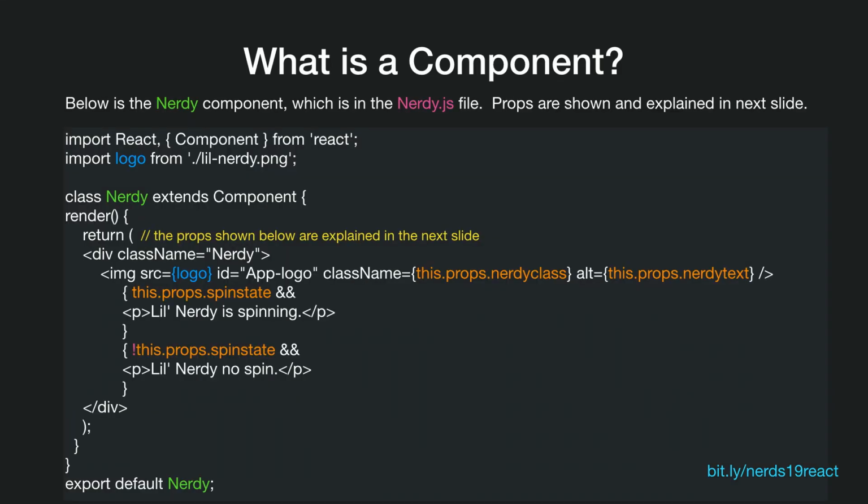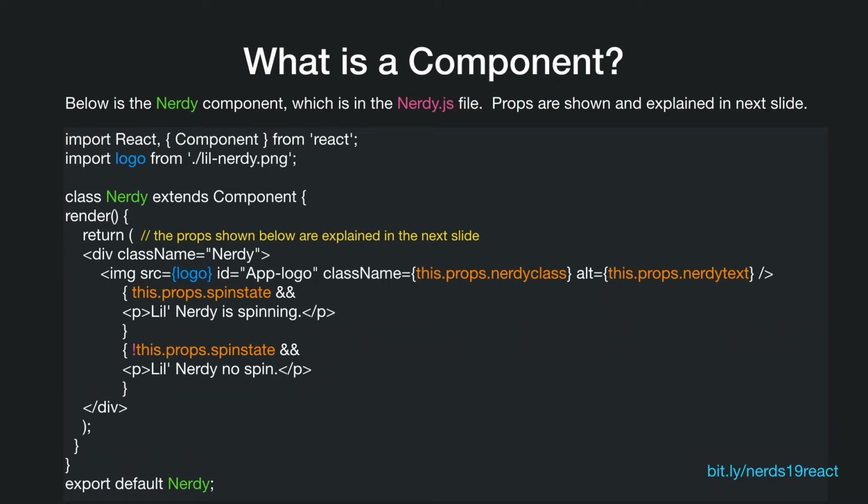So let's look at the nerdy component. So this also at the top has import React component and import logo. This is just an example of how, by doing this, I can then use logo down in here instead of having to write the path to the image all the time. So this is another example of how you can import stuff.